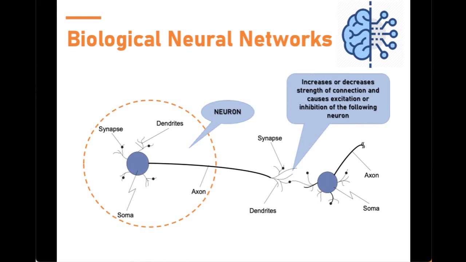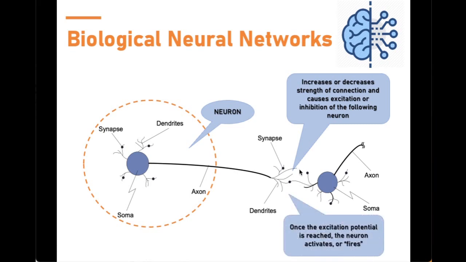A synapse is able to increase or decrease the strength of the connection between two neurons, and it causes excitation or inhibition of a subsequent neuron. This is how information is transported and stored in the neural networks. And once the excitation potential is reached, the neuron activates, or the neuron fires.